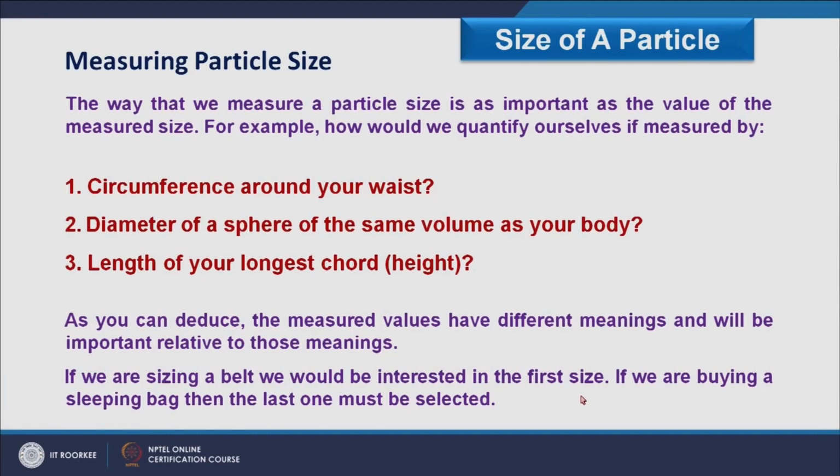So here we have defined differently. If we are sizing a belt, we would be interested in the first size, that is, to measure the circumference. If we are buying a sleeping bag, the length of the longest cord, that is height, would be the measuring parameter. So you can understand the measured size is important, and on which basis and for what purpose it is measured is also important. In a similar line, we have a related argument for the particle also.